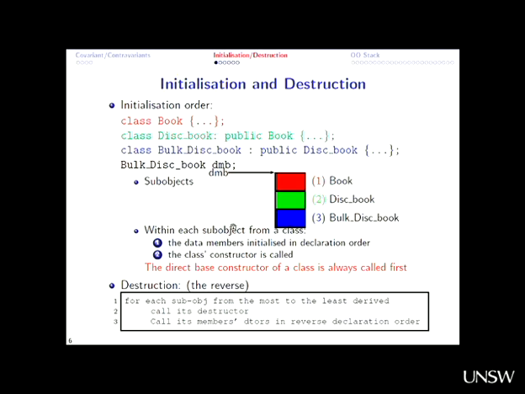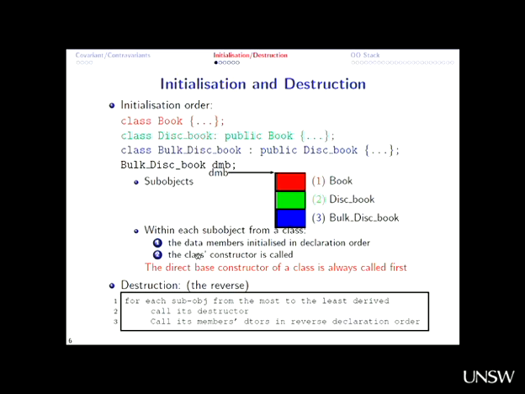And within each sub-object from a class, a sub-object is just what it wraps around or what it inherits from, the data members are initialized in declaration order. So that means that when we create a bulk discounted book, we first of all go and create a discounted book. When we create a discounted book, we first of all go off and create a base book. So in memory, we've got this book, then the discounted book, and then the bulk discounted book in that particular order.